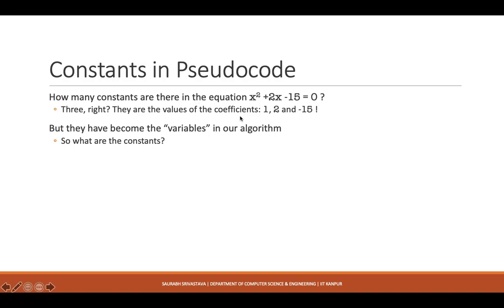And all these have now become variables, as I said, right? Because these are the things that the user of our algorithm, the user of our pseudocode, the user of our program is going to provide us, and their values may change. So now you have to understand that when you solve the equation, you essentially solve one particular equation, right? This is the particular equation you solve, but now you are changing it into something that can solve basically any quadratic equation, right?